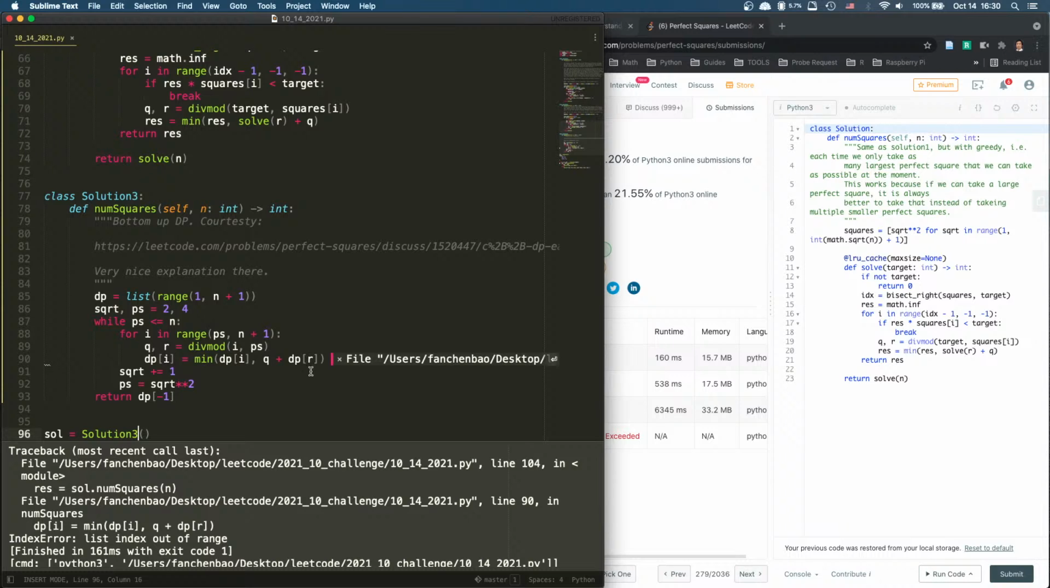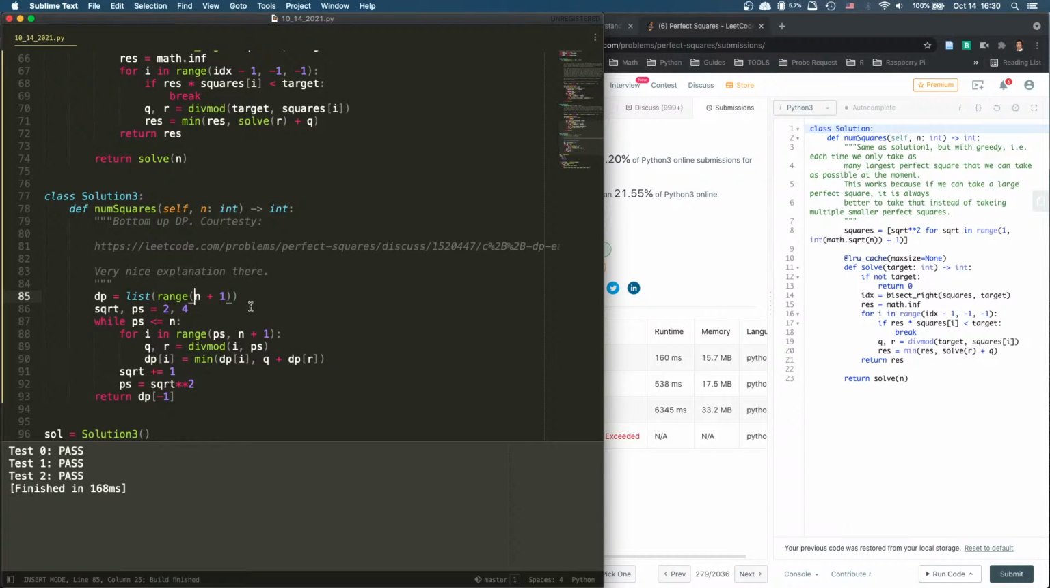Oh, we have no DP0. Oh wait, this is wrong. DP, we need to have 0. So 0, 1, 2, 3, all the way to n, right? And then there we need a 0. If it's 1 to this, we don't have dpn, but we require dpn.